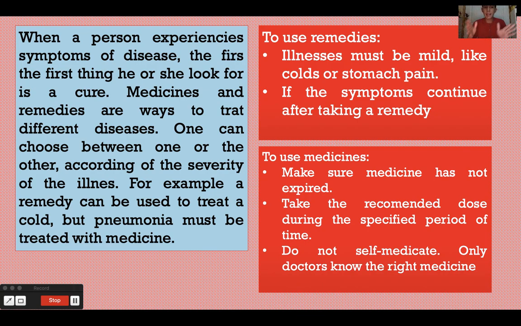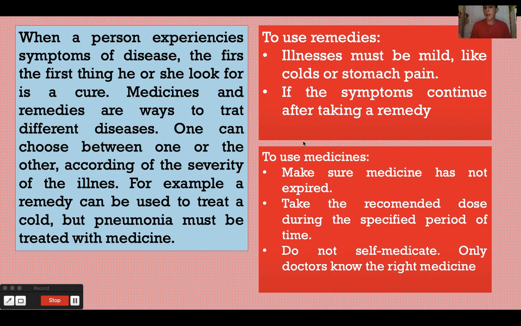So a remedy can be used when you have a disease that is lesser, if I can say that, that is not too dangerous for your organism, such as a cold or a toothache or a headache or something like that. But if you have something that is more dangerous for you, like pneumonia, you must be treated with medicine. You must go to the doctor and say what is happening to you.